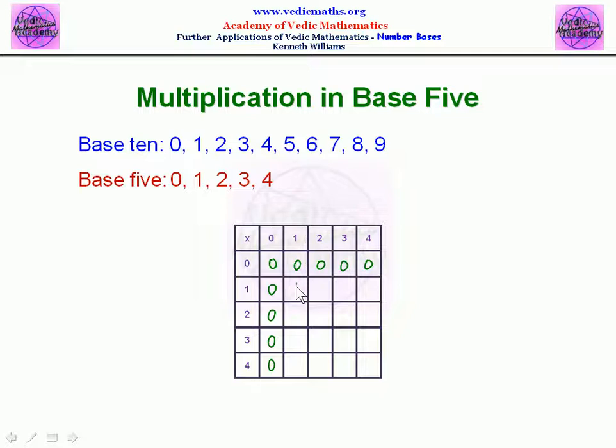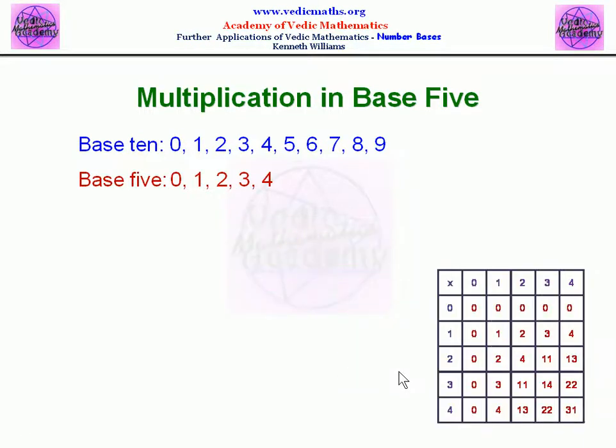1 times 1 is 1, 1 times 2 is 2, 1 times 3, 1 times 4. 2 times 1, 2 times 2, 2 times 3 is 6, and we're not permitted 6 in base 5, so it's going to be 11. And 6 is 1 and 1. That's a 5, that's a 1. And then we have 2 4s are 8, and 8 is 13. Or we can just add 2. Obviously, these are going up in 2s. 0, 2, 4, 6, 8 in base 10. And we can fill the whole table in like that. And we end up with this table here.